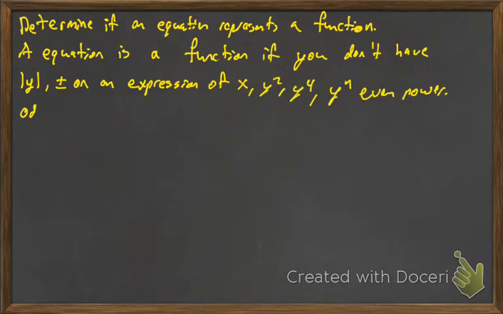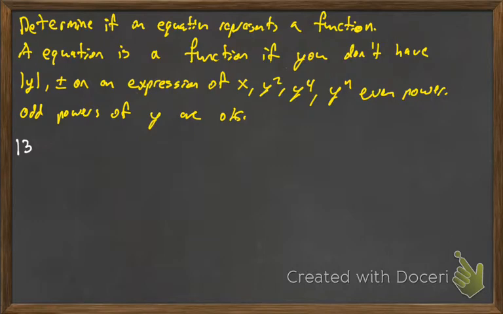Okay. All right, so next thing we're going to look at is the equations, and we're going to determine if an equation is a function. So determine if the equations represent a function. An equation is a function if you don't have an absolute value of y, plus and minus on an expression of x, a y squared, a y to the fourth, or y to the n. That's an even power. Odd powers of y are okay.